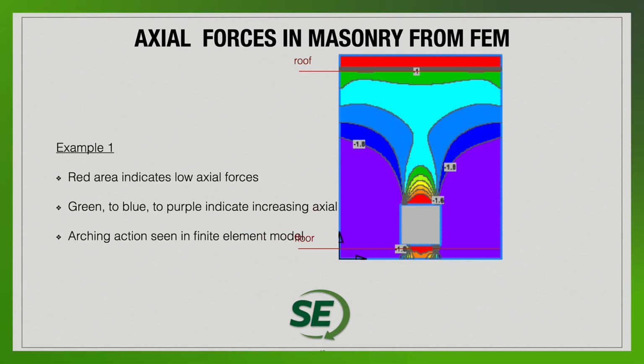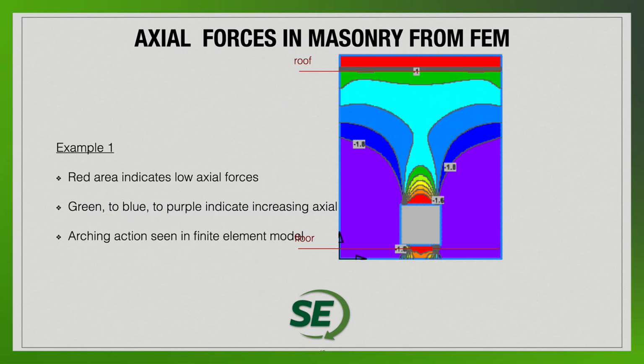And I think looking at the different color contours that you have here, the red colored areas are going to be the low axial forces. And then you can see the axial force stress is going to increase in the green to the turquoise, to the blue, to the dark blue, to the purple.